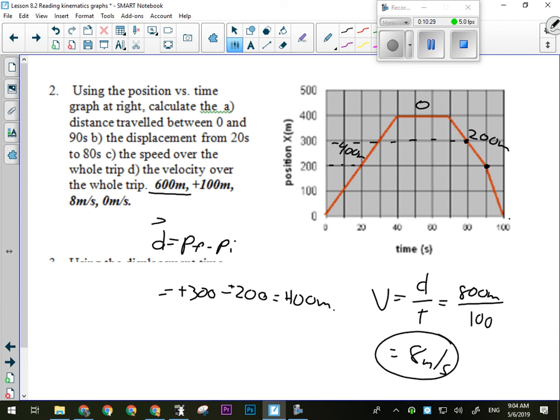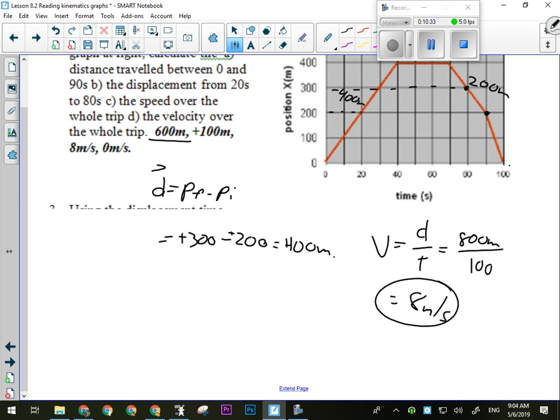Speed is scalar. And then they want to know the velocity over the whole trip. That's easy because velocity is displacement divided by time, and my final position and initial position are the same. That means I came back to where I started, and that's exactly what that graph says. So my total displacement is 0, thus my velocity is also 0.